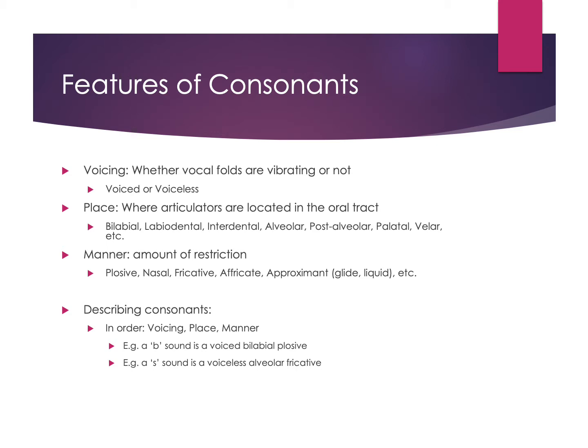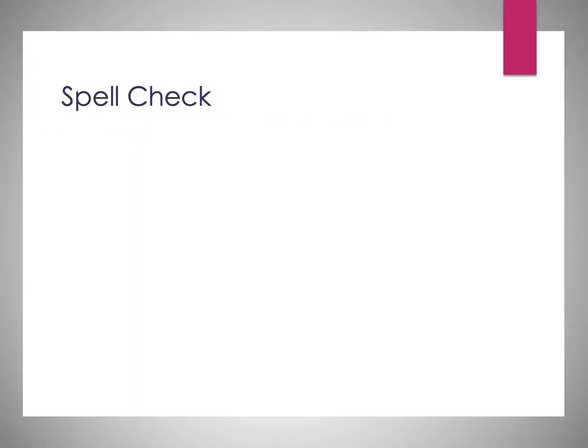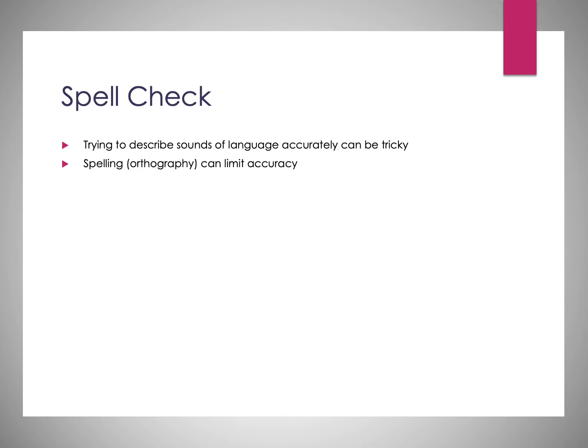What we're going to focus on today before we get into that alphabet is thinking about how spelling really doesn't help us much in English. So we'll do a little bit of a spell check. Trying to describe sounds of language accurately can be very tricky, especially when you're relying on spelling or orthography, because it can limit your accuracy. We don't always have a one-for-one correspondence between a sound and the way that we spell things, and you can think of lots of examples.